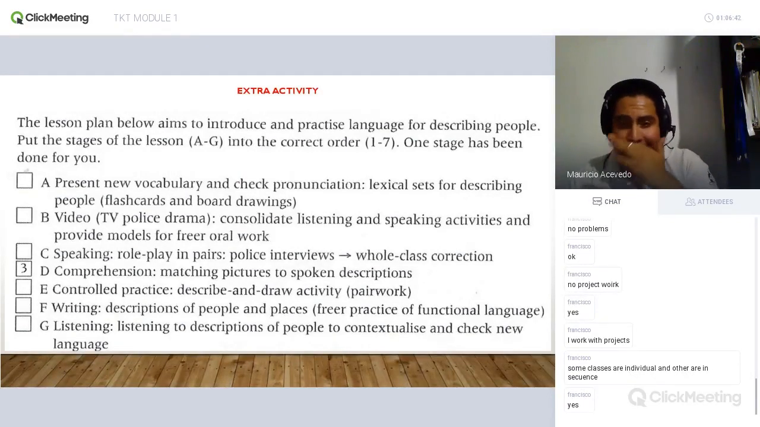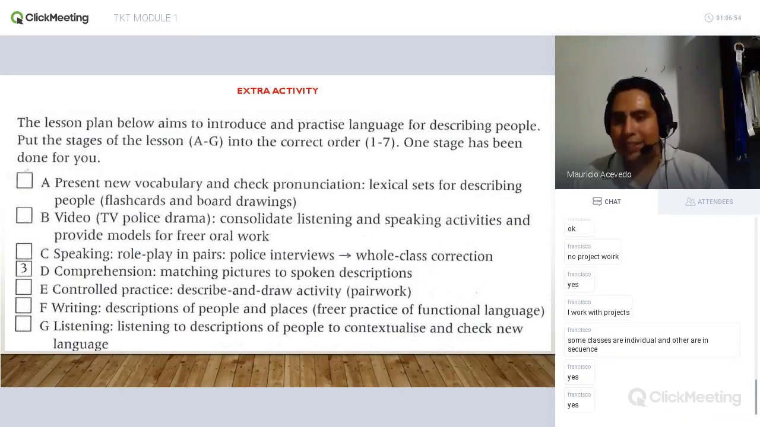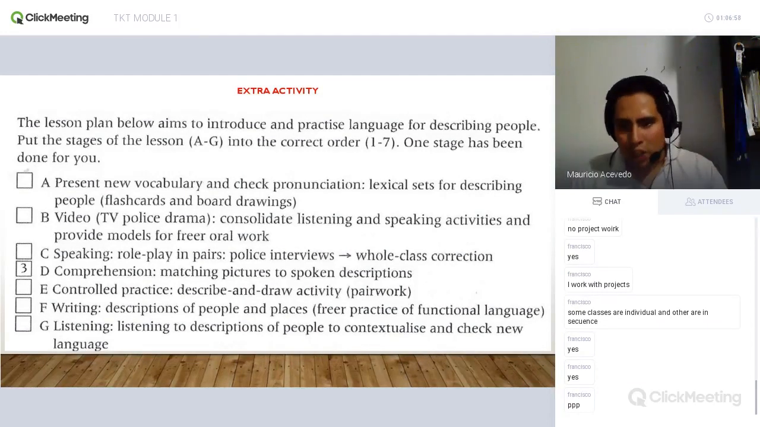Very good, Francisco. So I can see that you have mostly the PPP, presentation, practice, and production, right? Because you present, you give the topic, then you do the practice, and then the production is a project, right? Very good, Francisco.